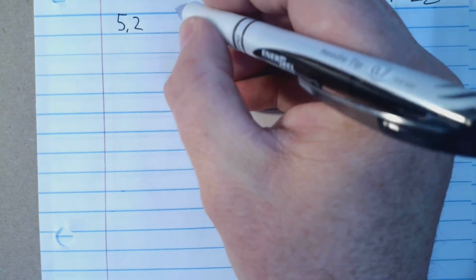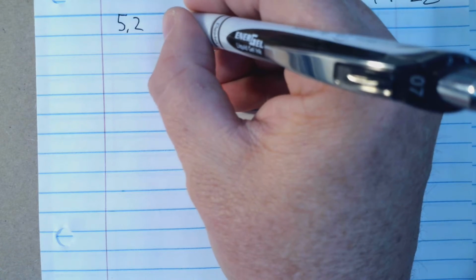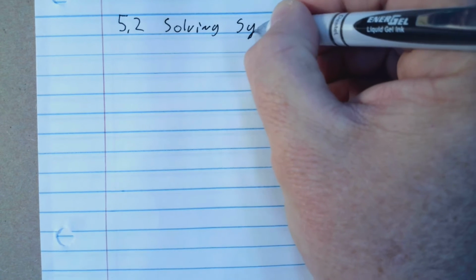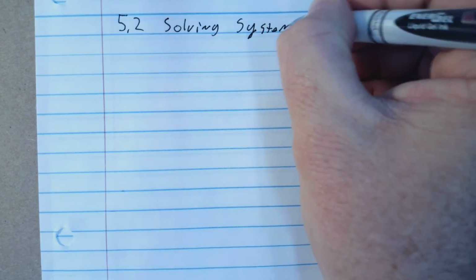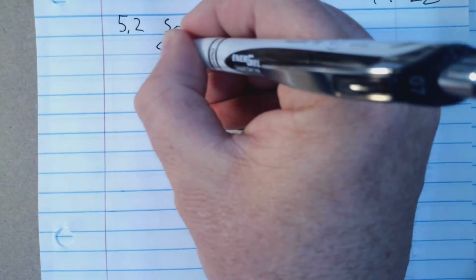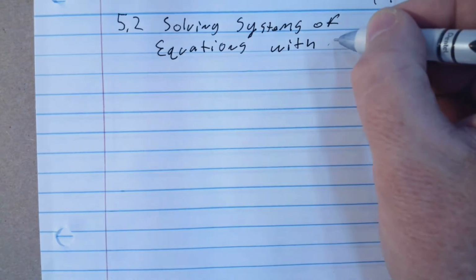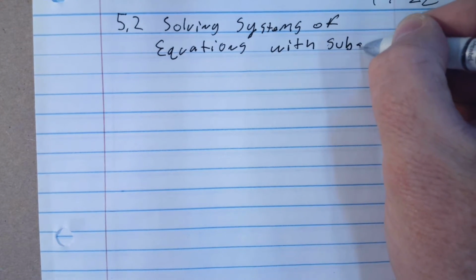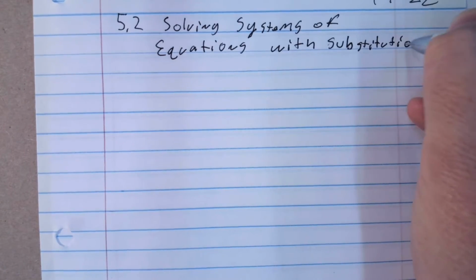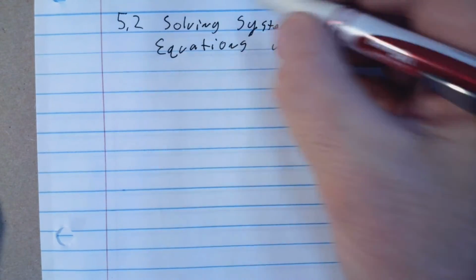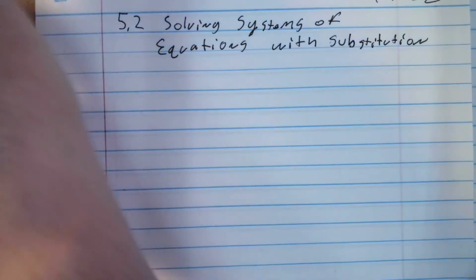So the title of 5.2, and we're not going to have a lot of new definitions because we're going to be working with the same thing for a while. It is going to be solving systems of equations with substitution. I probably should say solving linear systems. So I'm going to put that right here.